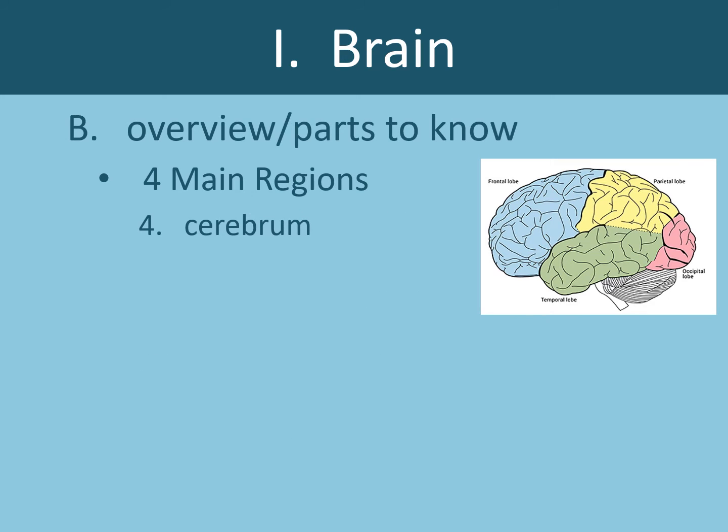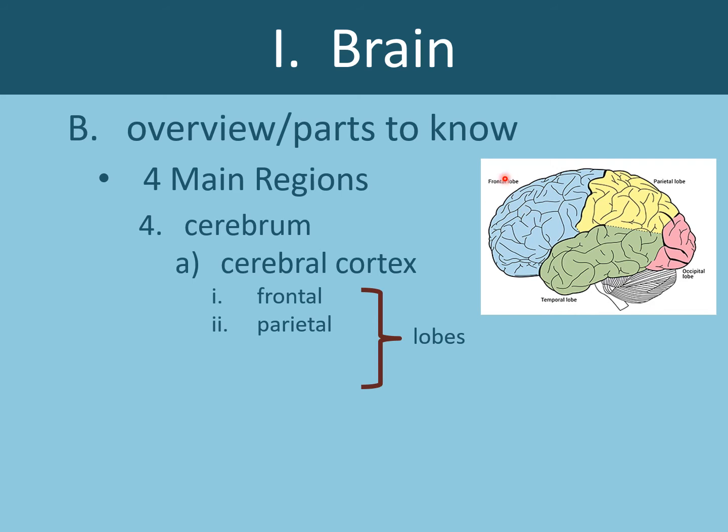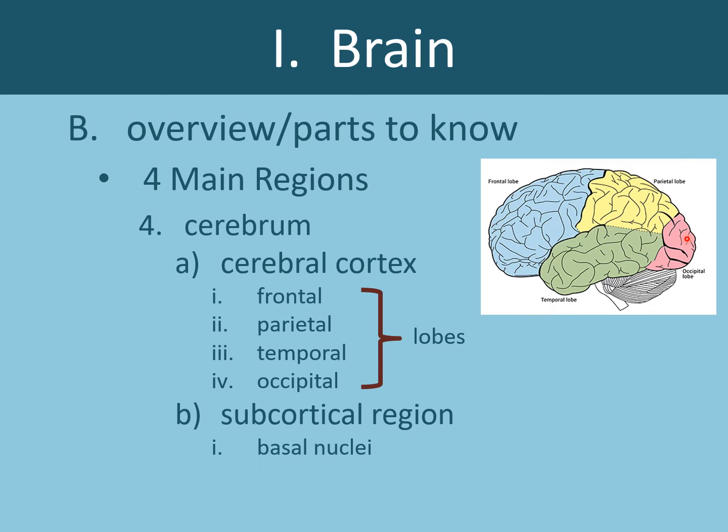The cerebral cortex of the cerebrum is divided into four major lobes. These include the frontal lobe, here in blue, the parietal lobe in yellow, the temporal lobe, this region in green, and the occipital lobe, which is at the back of the brain, here in pink. The subcortical region of the cerebrum has three regions I'd like you to know: the basal nuclei, amygdala, and corpus callosum.